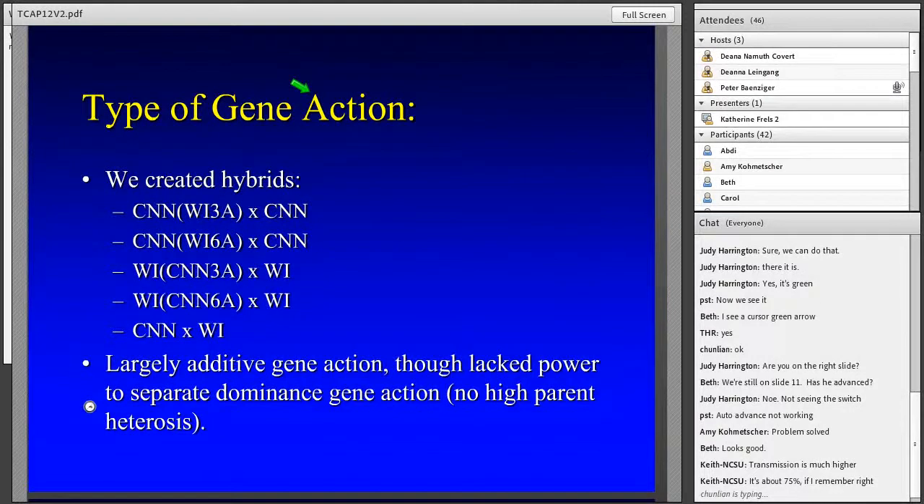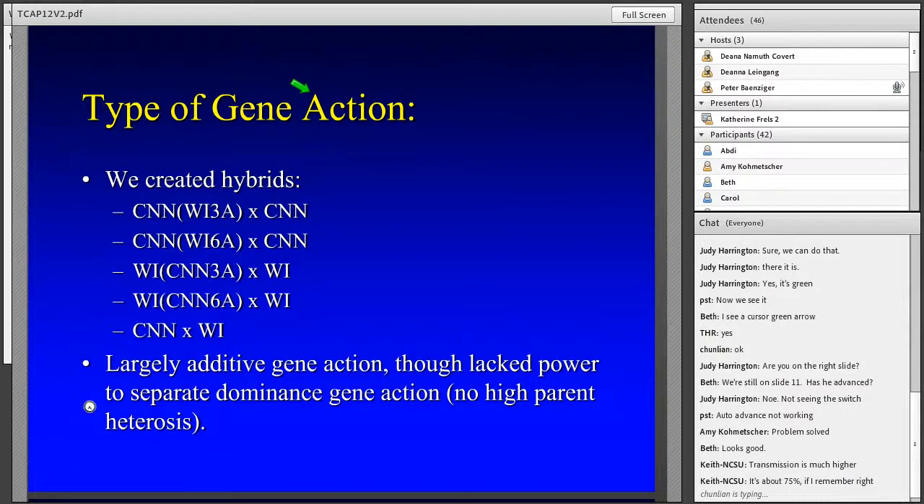Now, the other thing we wanted to do is look at the type of gene action. We created hybrids so we could look at F1s, because that's the only way you're going to be able to see if heterosis occurred. So we actually made scale hybrids, enough seed. This is all done with AgriPro Syngenta, and I need to thank people like Rowley Sears and Rob Bruns and the guys. And they made these hybrids for us. So they made Cheyenne Wichita 3A by Cheyenne, Cheyenne Wichita 6A by Cheyenne, and then the Wichita similar hybrids, and then the Cheyenne by Wichita hybrid.